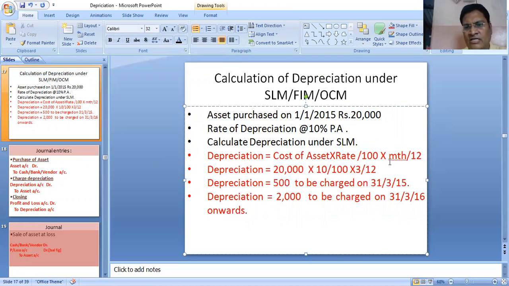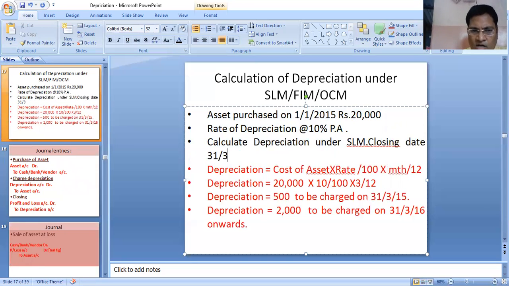This is how we will be charging depreciation, months by 12. Depreciation: 20,000 into 10 by 100 into 3 by 12, 3 months to complete 31st March. Depreciation is charged always on 31st March. Calculate depreciation under SLM. The closing date is 31st March only. If not mentioned, then also the closing date will be 31st March, of every year.